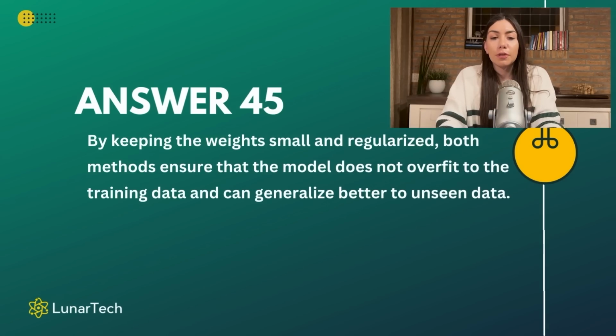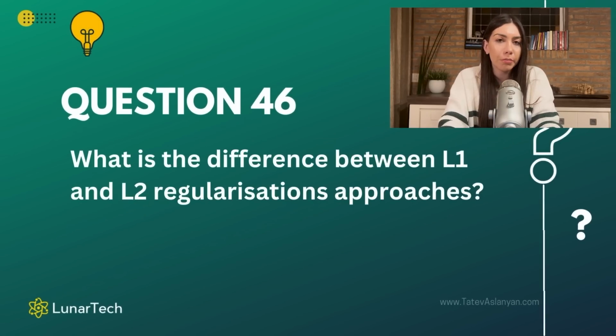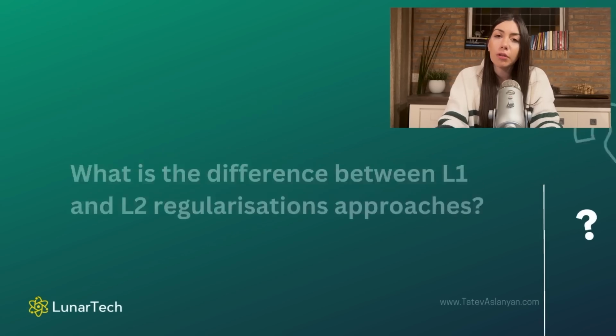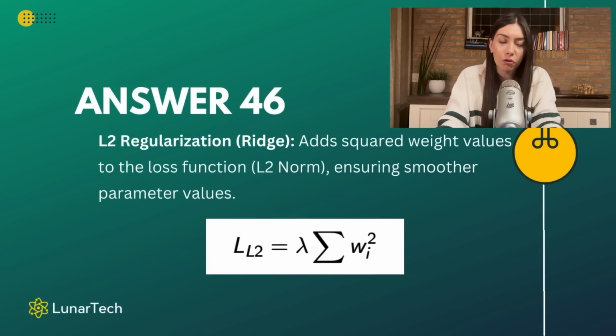Now, what is the difference between the L2 and L1 regularization approaches? I did briefly mention the difference between the two. Now let's look into a more detailed version of it. L2 regularization, also known as ridge regularization, adds squared weight values to the loss function, so it's also called the L2 norm. As you can see, we are taking the weights Wi, squaring them, summing them up for that specific layer, and multiplying by a regularization parameter, also referred to as the penalization parameter, lambda.